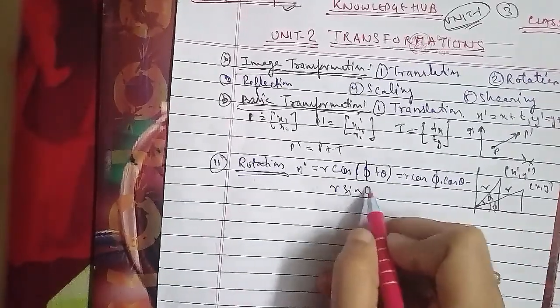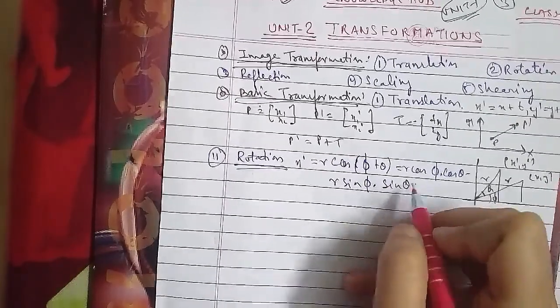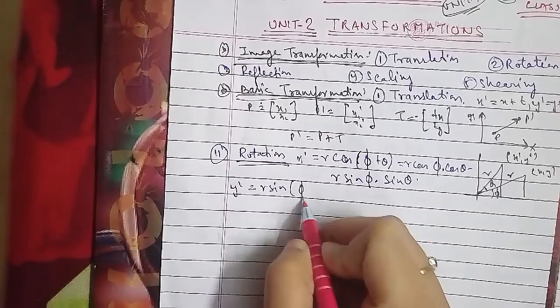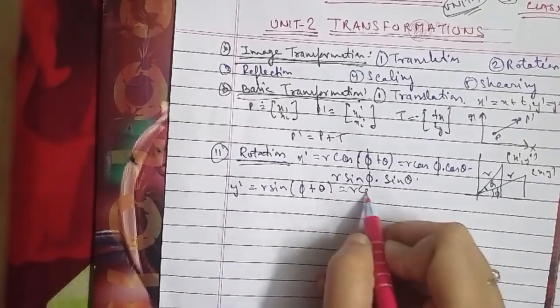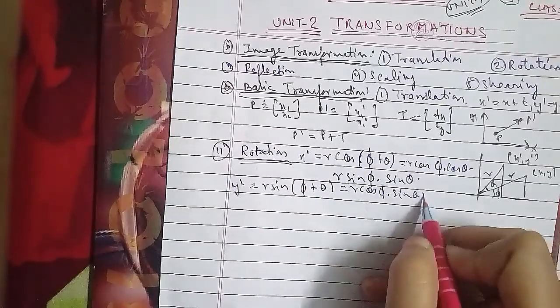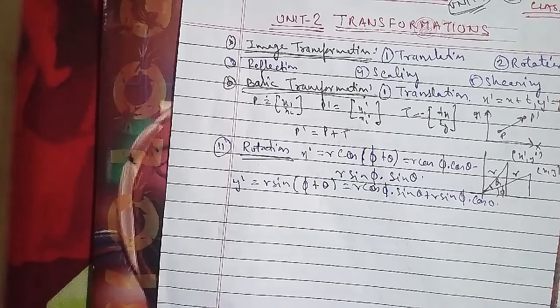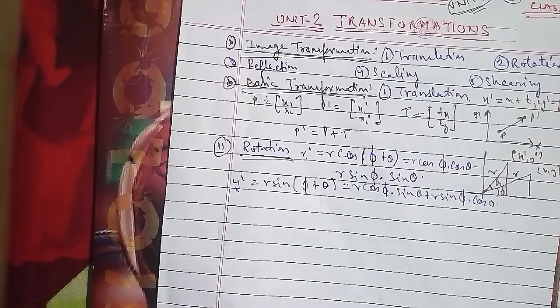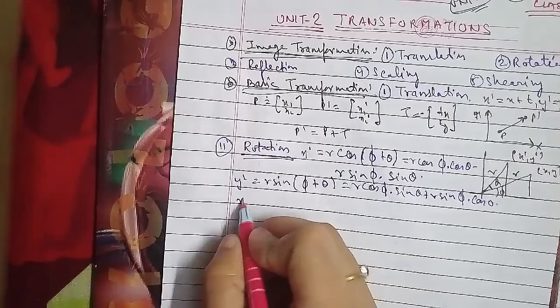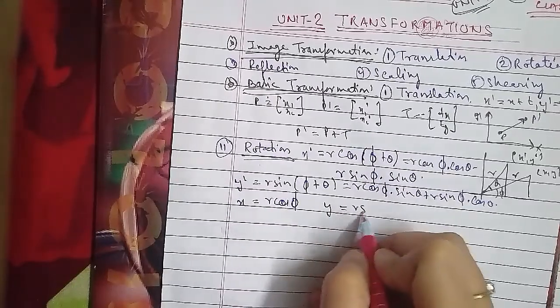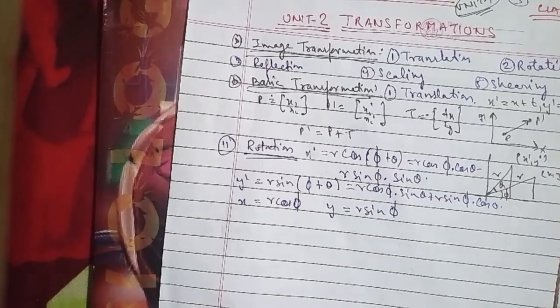The original coordinates of the point in polar form are x equals r cos phi and y equals r sin phi. So we put these into the above equations. Solving it out, we get x dash equals x cos theta minus y sin theta, and y dash equals x sin theta plus y cos theta.